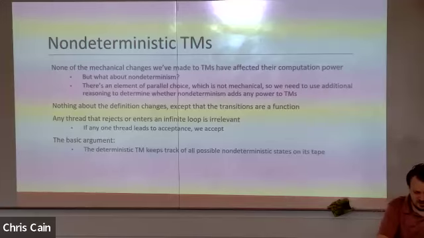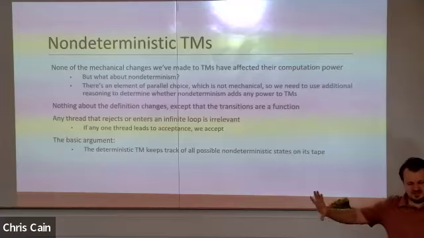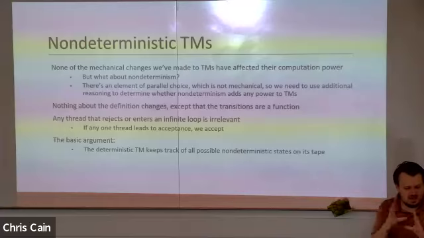So the argument for non-deterministic Turing machines: the deterministic Turing machine is going to be keeping track of all of these non-deterministic states on its tape. We're trying now to figure out if there is a difference between a deterministic Turing machine and a non-deterministic Turing machine. Are they computationally equivalent? If they are, then we need a way to simulate that non-determinism on the deterministic Turing machine's tape. So our deterministic Turing machine is keeping track of every possible non-deterministic state in some way, writing that on its tape.